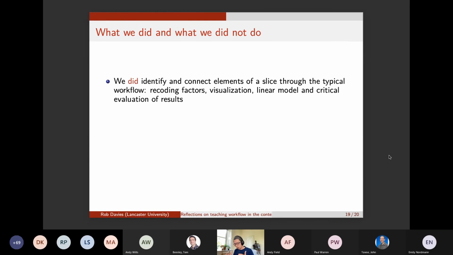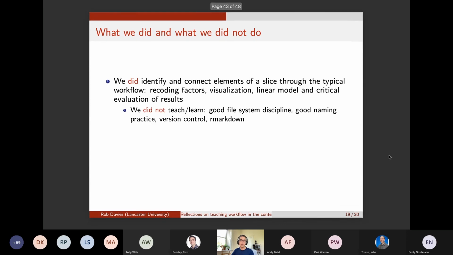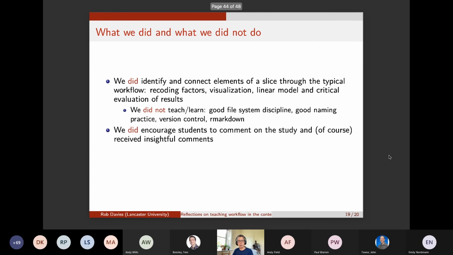We managed to work in a slice through the typical workflow. Nothing about materials preparation, but we did do recoding factors, visualization, linear model, and critical evaluation of results given the visualization. We didn't teach or learn good file system discipline, good naming practice, version control, or R Markdown. And I'd like to see us expand out the classes so we do this more fully.